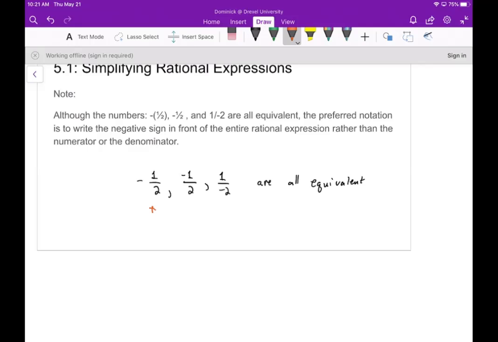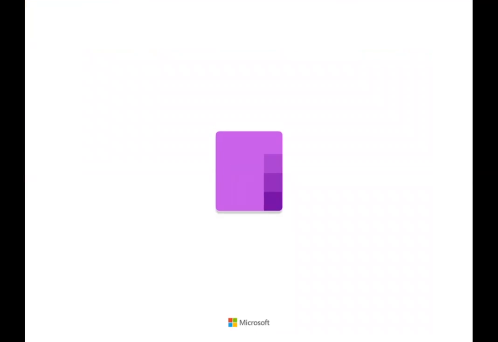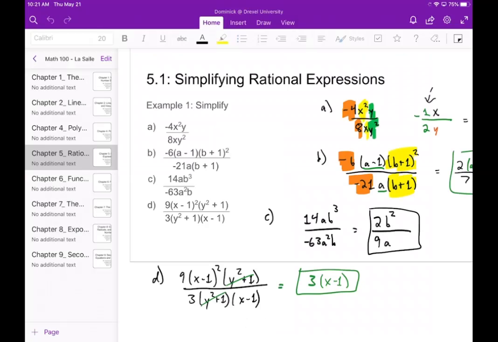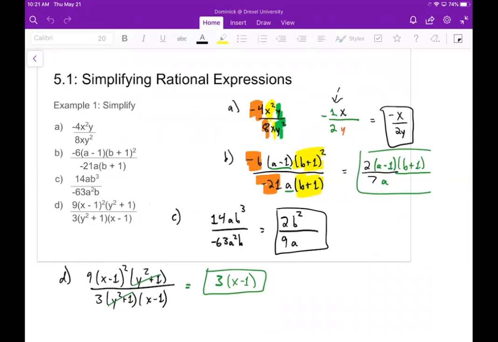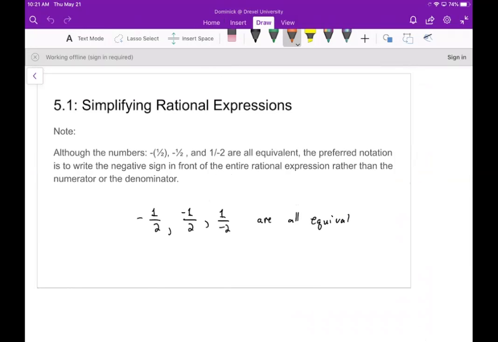However, most of the time we do write it in this form. So if you end up with a negative either in the top or the bottom of your rational expression, it's usually going to be best to write it in the form with the negative out front. Okay, equivalent.